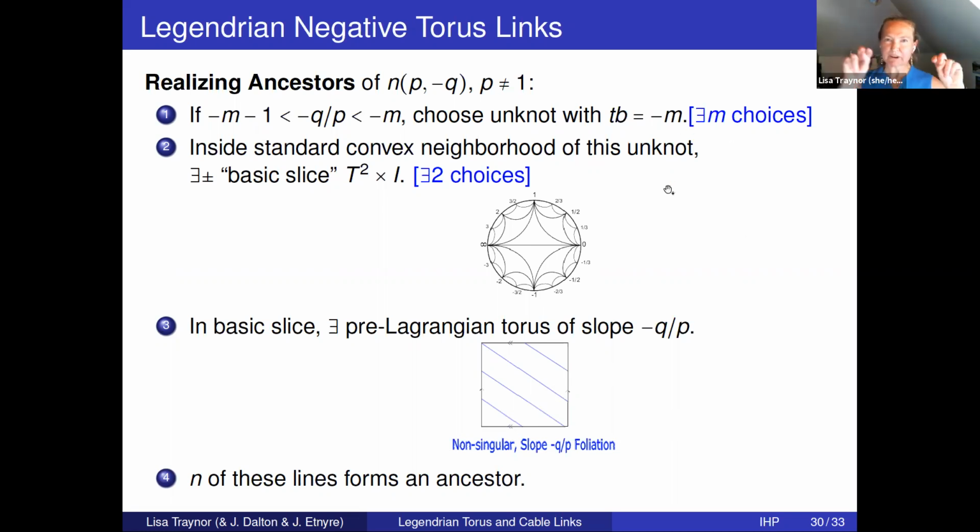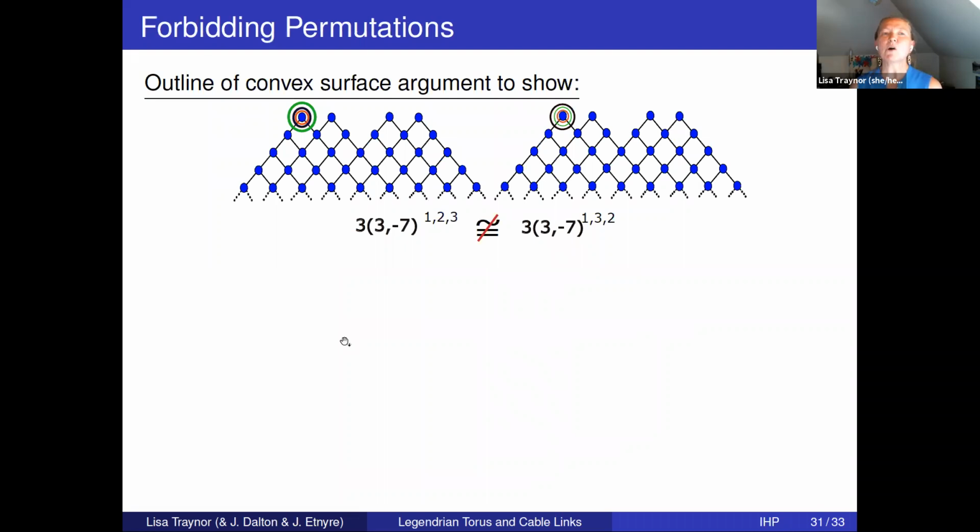That's where you're seeing, remember, for these negative torus links there are often multiple peaks. It's like 2M choices, but you can see there are M choices for the unknot, and then 2 choices for the basic slice. And after that, you're just choosing these pre-Lagrangian lines on this torus. So that's how you can realize these ancestors at the top, choosing one vertex multiple times.